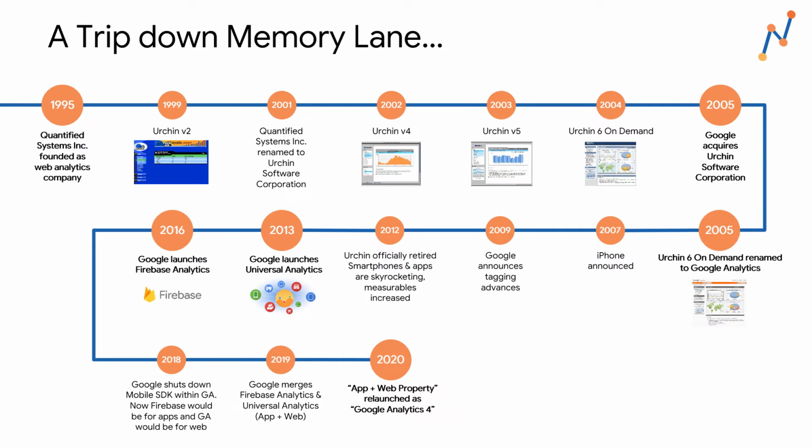And in October 2020, the app and web property became the new standard and was renamed to Google Analytics 4. The important question now is, how is the switch from Universal Analytics to GA4 to be made? To answer this, we need to go deeper into the pros and cons of GA4, which we will do in the next video.